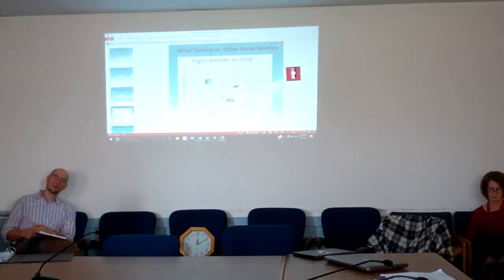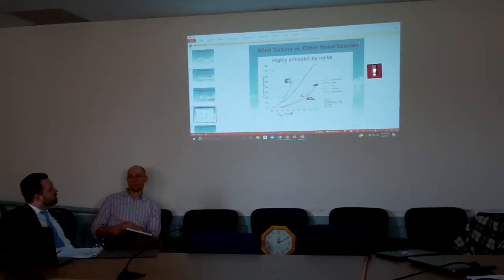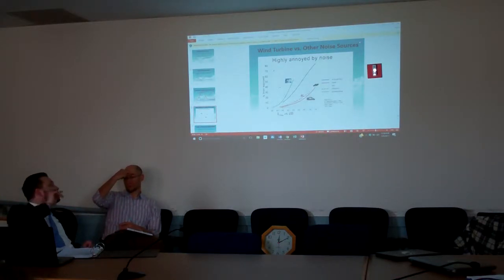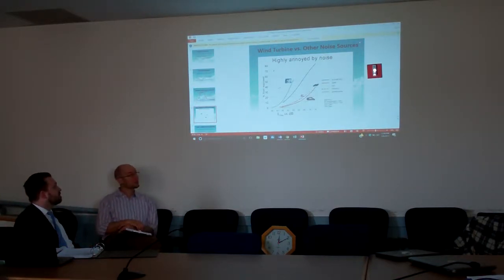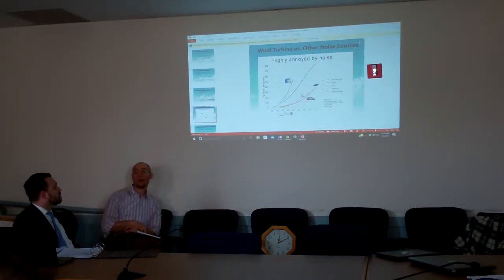Getting back to the issue of annoyance, as I stated earlier, one of the problems we've had is locating quality studies of wind turbine annoyance. Most of the wind turbine annoyance studies, like the one here to the left, are from medium to larger turbines. So it's very hard for us to come up with accurate levels of annoyance for small wind turbines because it hasn't been studied that carefully.